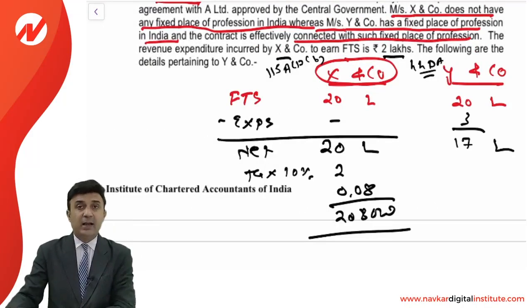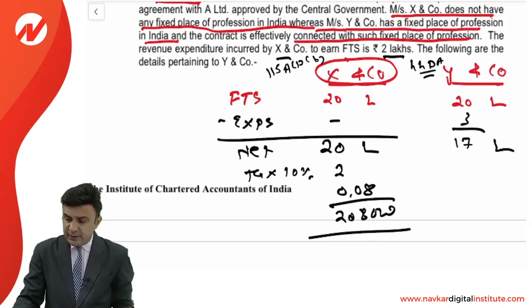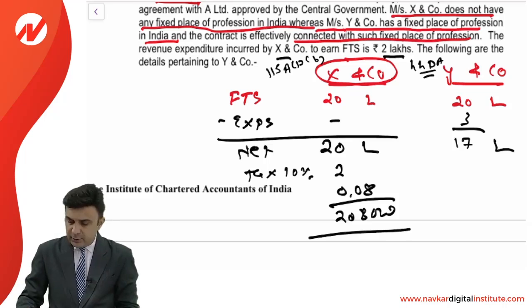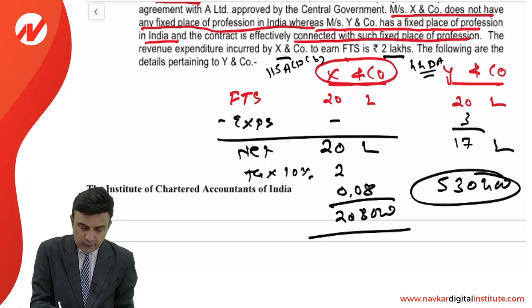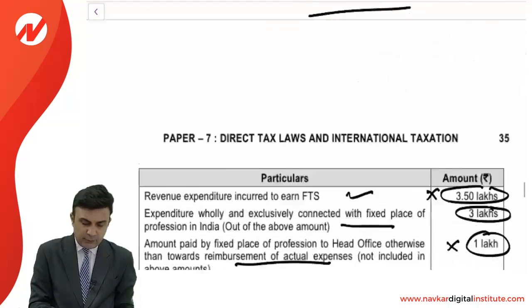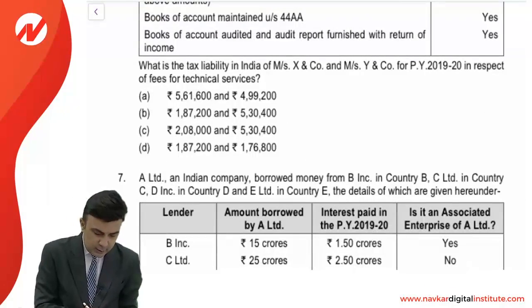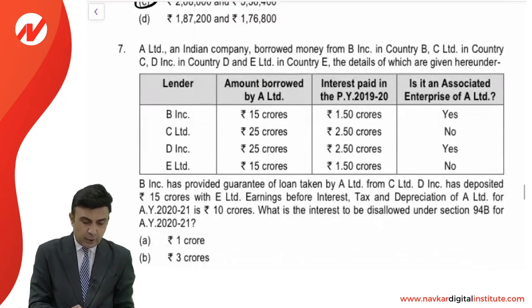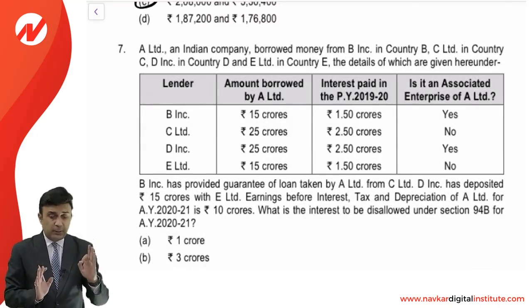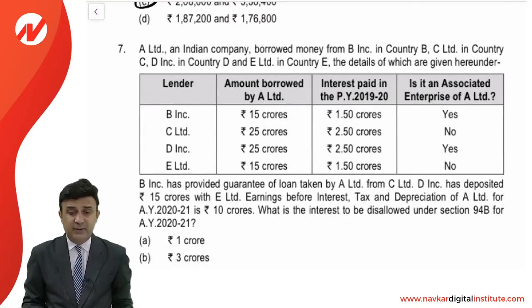On this 17 lakh, friends, my tax payable will be, as it is a firm, at the rate of 30% plus 4% cess, giving you 5,30,400. So your answer will be 2,08,000 and 5,30,400. It is going to be, friends, your answer to point number 6 will be C, that is 2,08,000 and 5,30,400. You are given this particular point for non-resident taxation, international taxation.